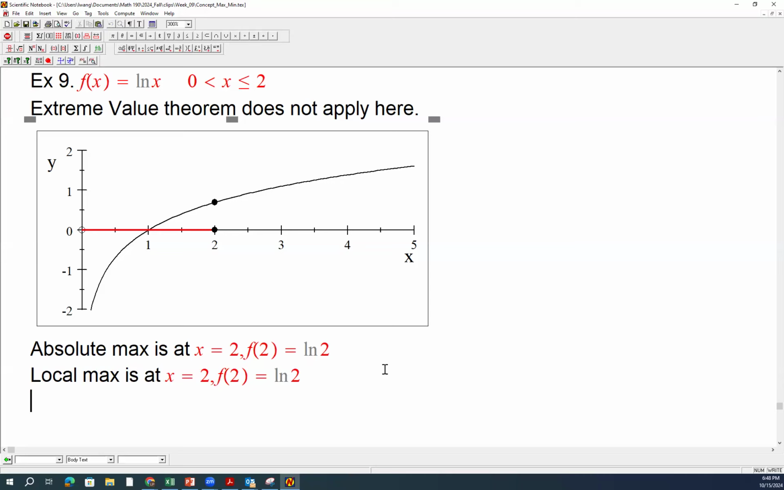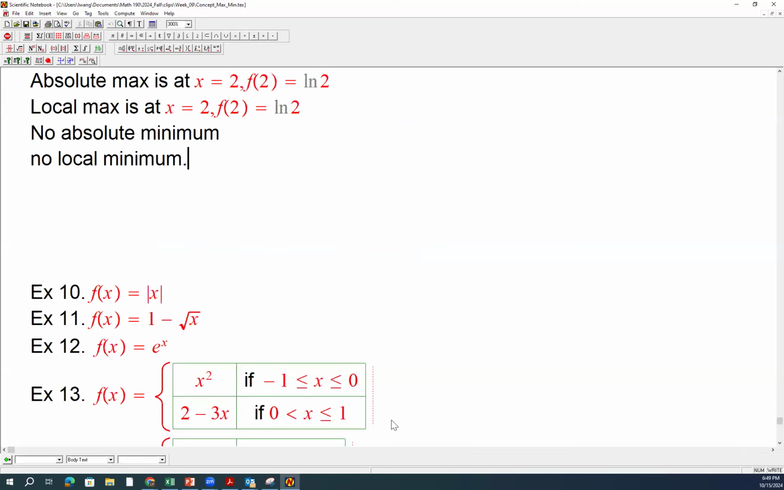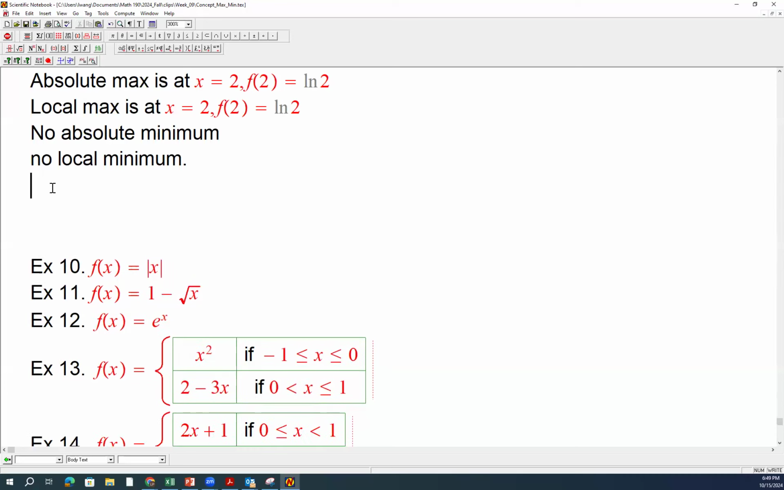We have no local min nor absolute min. No absolute minimum. You can see if the condition of the extreme value theorem does not apply, is not satisfied, we don't know what's going to happen. No certain conclusion. That's what we can say.